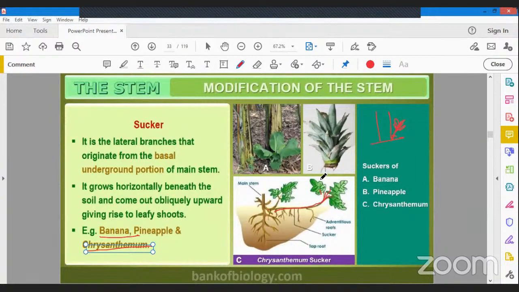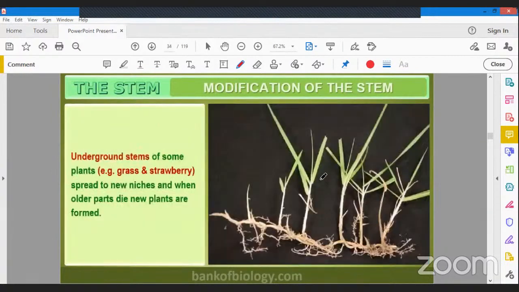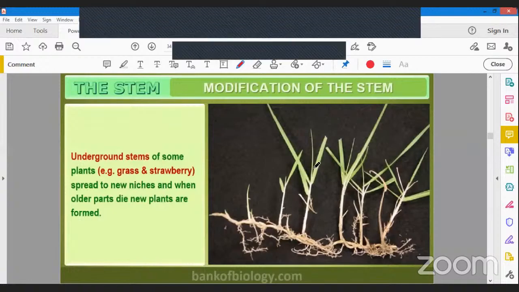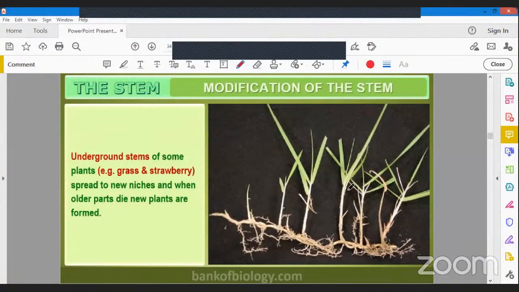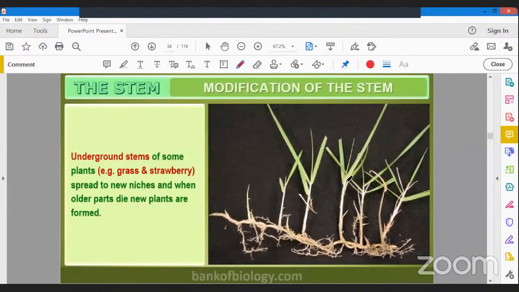Done. So next part. Next, underground stems, there is one more. So underground stems of some plants, example grass and strawberry, spread to new niches when the older parts die and new plants are formed. So old and new parts will keep on moving in the underground stem and they keep on giving lateral branches like this. And remember students, the older part will die, newer ones will keep growing.